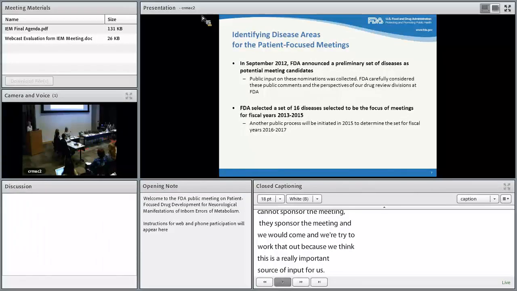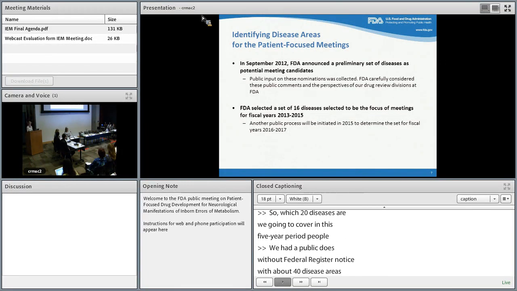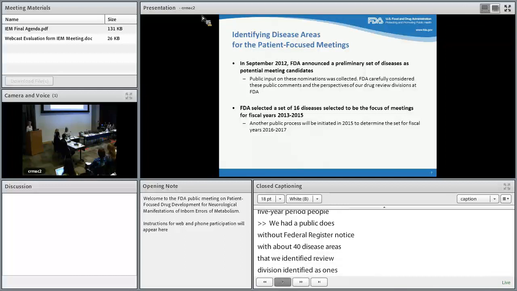And so, which 20 diseases were we going to cover in this 5-year period? We put out a Federal Register notice with about 40 disease areas that the review divisions identified as ones where they felt they would really benefit from having some more input. They didn't have as much information as they would like. We got a lot of public comments. For the first 3 years of the 5-year period, we've picked 16 diseases.